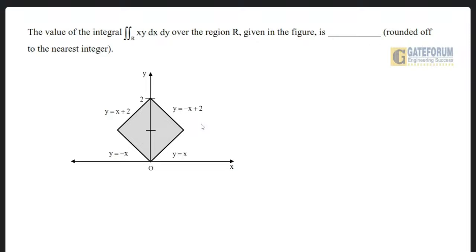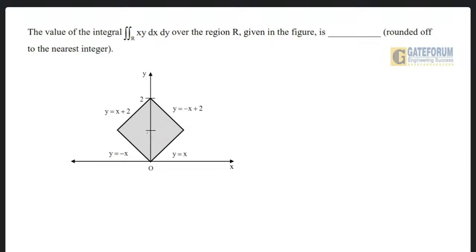Now the next question is: the value of the double integral over R of xy dx dy, over the region R given in the figure, rounded off to the nearest integer. This is a numeric question. So this is a plane region given. It is a square. Let us check. This side is the line y equal to x, and this is y equal to minus x, y equal to x plus 2, y equal to minus x plus 2, bounded by four straight lines. The region R is a square region.